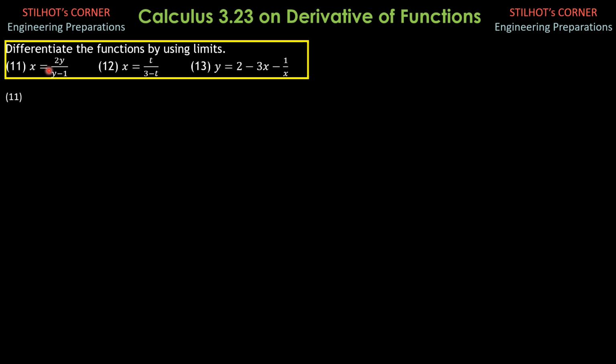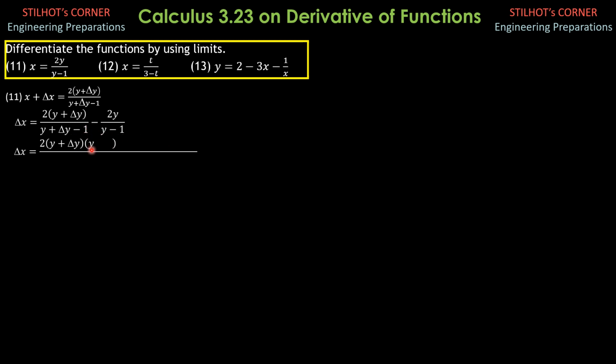So 11: x plus delta x equals 2 quantity y plus delta y over y plus delta y minus 1. So delta x equals 2 times y plus delta y over y plus delta y minus 1 minus quantity 2y over y minus 1. LCD: y plus delta y minus 1 and y minus 1. So we have 2 quantity y plus y plus delta y minus 1 minus 2y quantity y plus delta y minus 1 all over quantity y plus delta y minus 1 y minus 1.